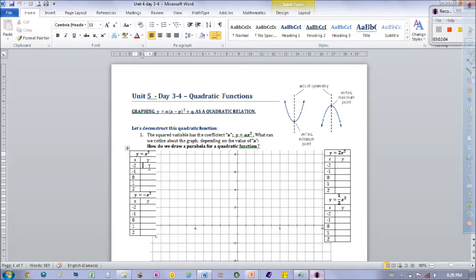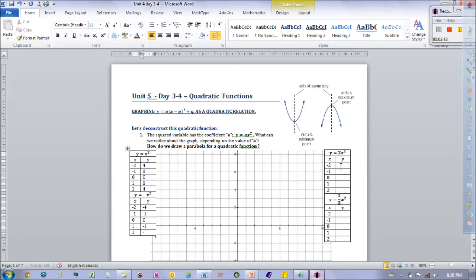So for x equals negative 2, y is 4. For x equals negative 1, the y is 1. For 0 is 0. For 1 is 1. For 2 is 4. Now, for y equals negative x squared, if x is negative 2, x squared is 4, but negative x squared is negative 4. For x equals negative 1, the y is negative 1. For 0 is 0. For 1 is negative 1. And for 2 is negative 4.